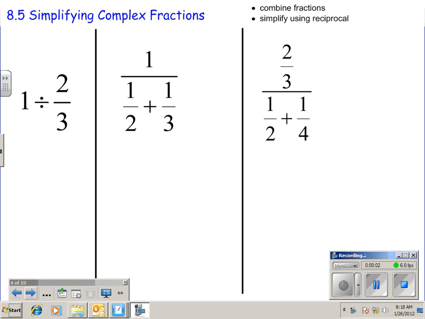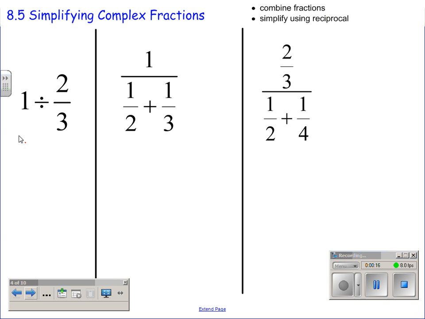Okay, in this lesson we're doing complex fractions with rational expressions. So to start off, we're just going to look not at polynomials with variables, but just plain old fractions with numbers, okay? So when we see something like this, 1 divided by 2/3, this is what it really looks like. And we want to take that back half, flip it as reciprocal, and times it by 3/2, okay?